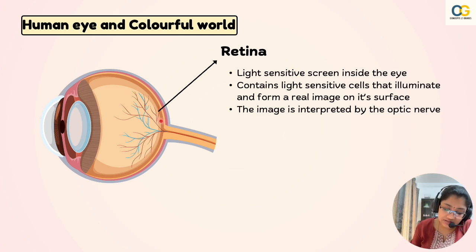So it has those optic nerve cells which are photoreceptors that we saw in our control and coordination chapter, where any light change can be grabbed by those receptors as a signal. So it has those light sensitive cells that form a real image on its surface. The image is then interpreted by the optic nerve which is present here.